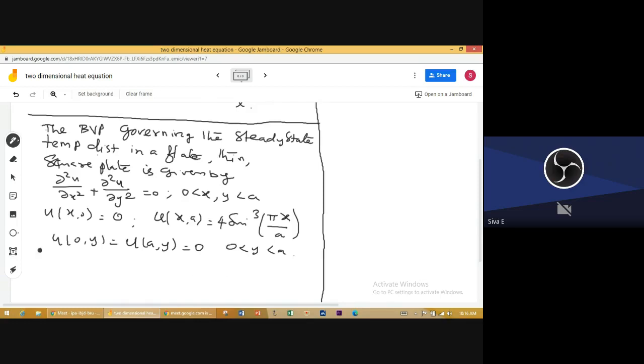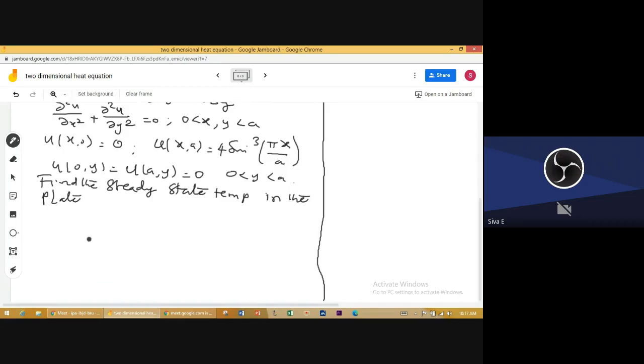Find the steady state temperature in the plate. And then we'll see the solution for this.